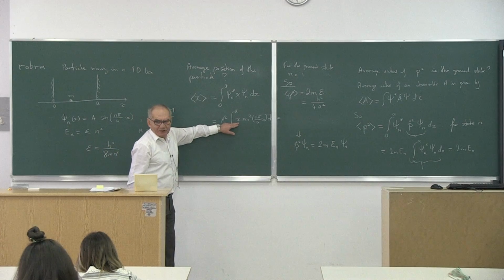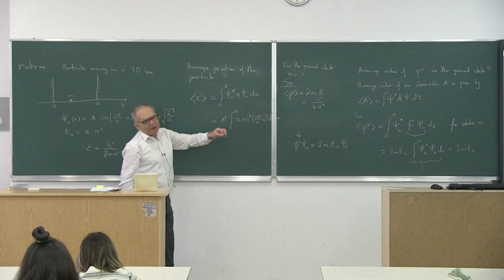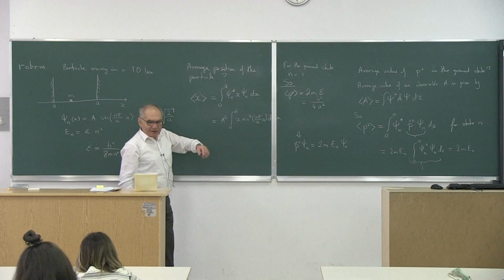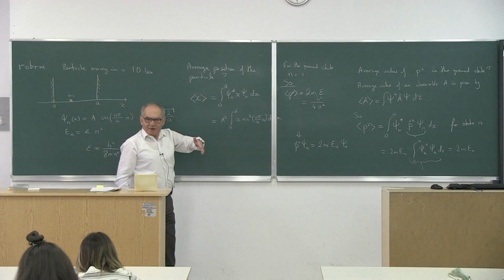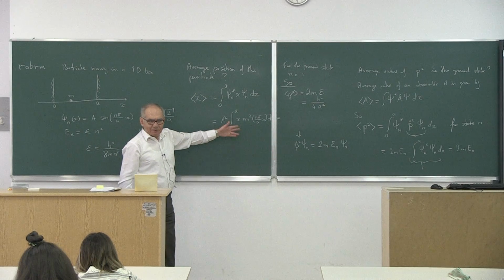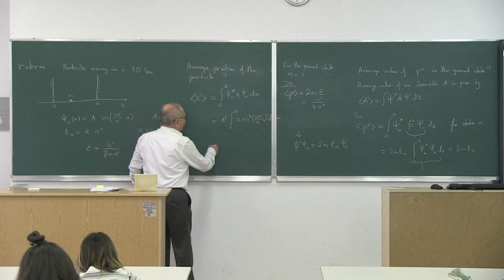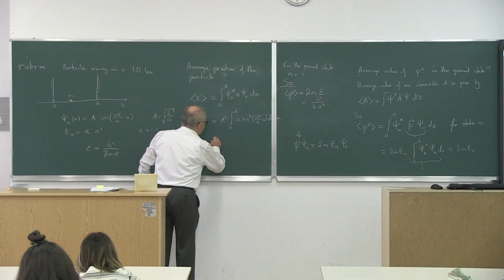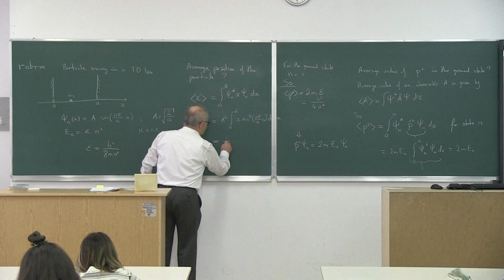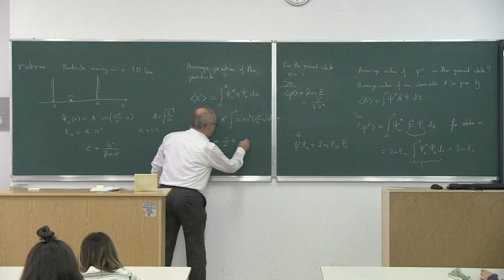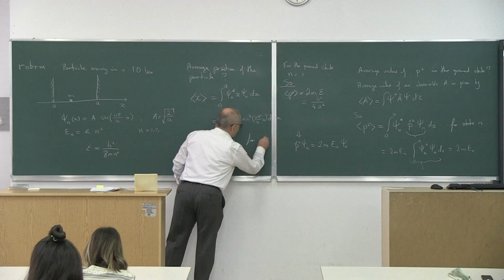So we do this integration. Of course, we need to use the integration by parts method to evaluate this integral here. But the net result, we will have 1 over 2 times a. And this is for all n.